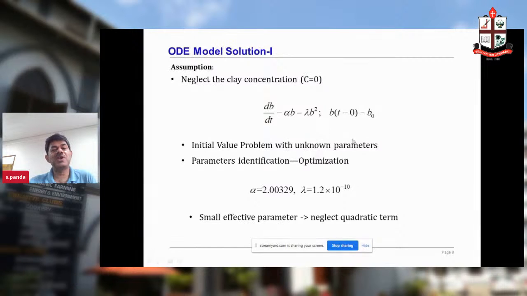So we have analyzed how big or small my two parameters are. Alpha is quite big, 2 point something, and lambda is very, very small. So the quadratic effect is negligible, and I can safely remove it. That means the bacteria, or maybe coronaviruses, are not dying on their own.